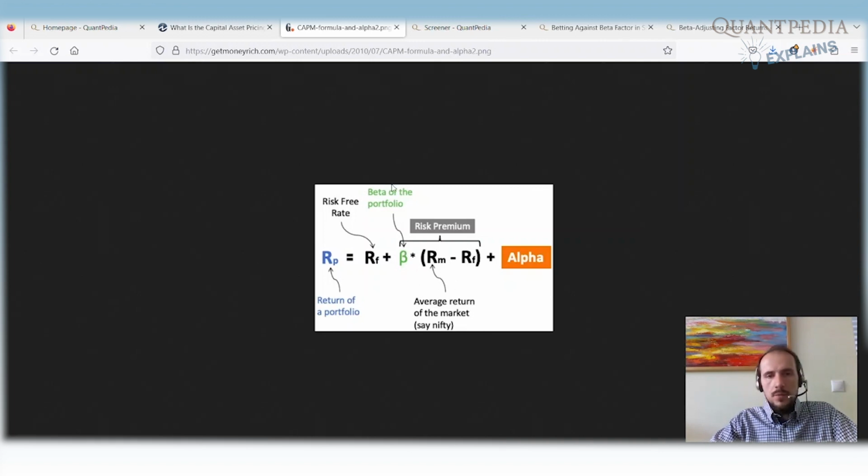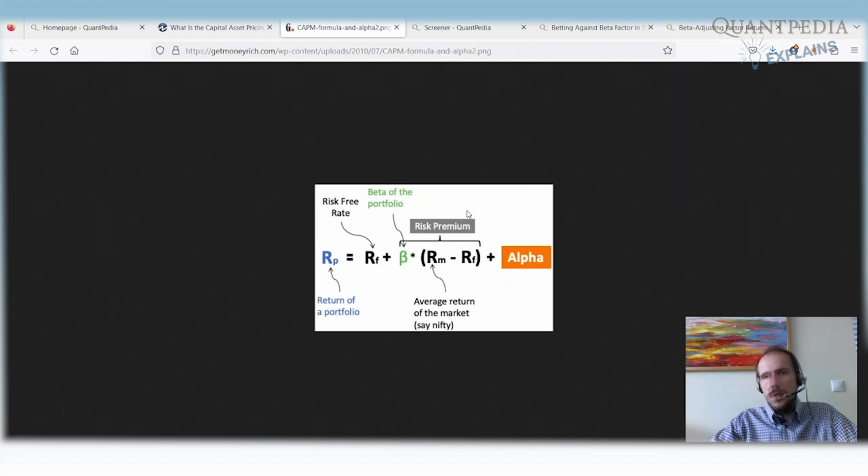The beta of the portfolio is the sensitivity of our asset against the market return. So the beta is the sensitivity of our selected security or our selected asset against the average return or against the market return. And then we have alpha, and alpha is the real outperformance of the selected asset when we adjust for the performance of the market and for the performance of the risk-free rate. So beta is the sensitivity of the selected stock or selected portfolio against the market.